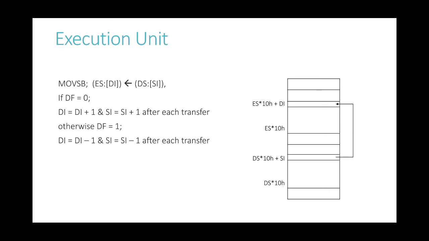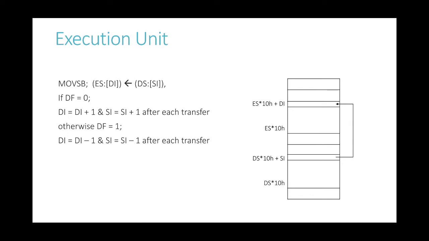For discussion of direction flag, we have taken an example of the MOVSB instruction. MOVSB stands for move string byte instruction. In this instruction, a byte is to be copied from the data segment into the extra segment. The offset address within the data segment is present in the source index register, SI register, and the offset within the extra segment is present in the DI register, destination index register. So the figure is shown here.